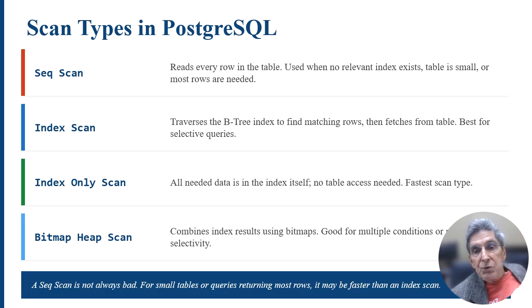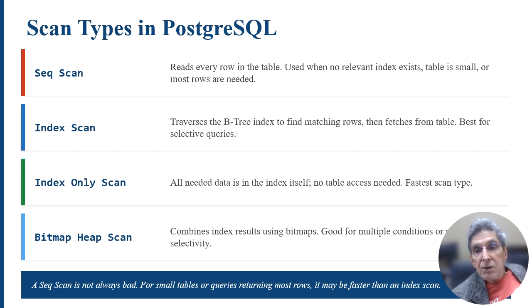Again, the scan types in Postgres. Let's consolidate the four main scan types you will encounter in your query plans. A sequential scan reads every row in the table. It's used when there's no relevant index, when the table is small enough that an index would not help, or when the query needs most of the rows anyway. A seq scan is not always bad. For small tables like our 33-row provider table, a seq scan is likely faster than an index scan because the overhead of traversing the index exceeds the cost of just reading the 33 rows.